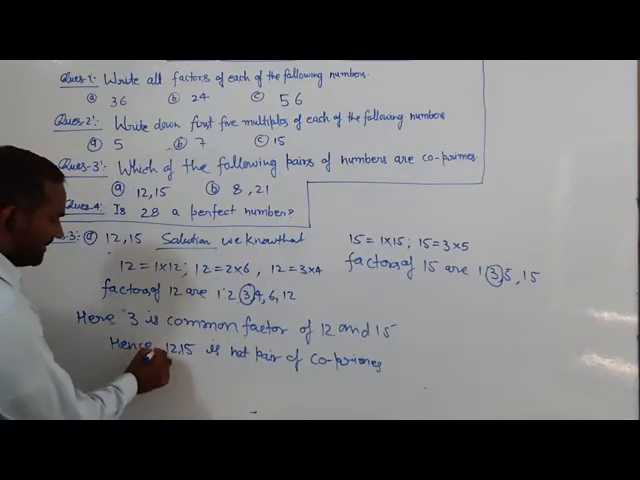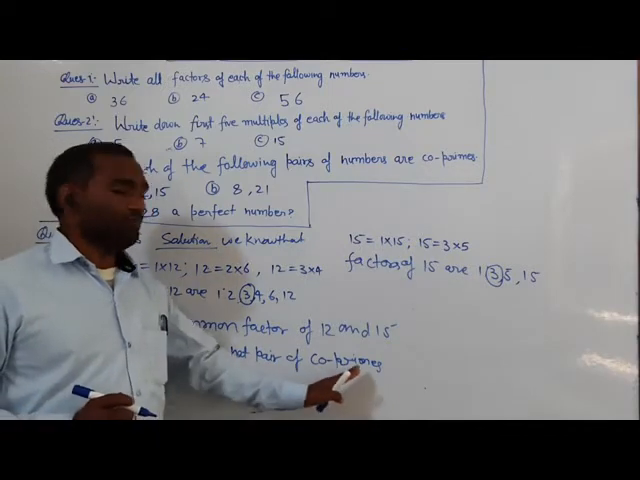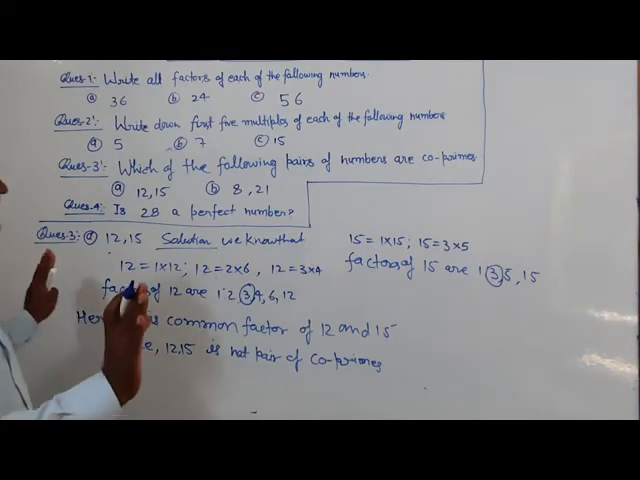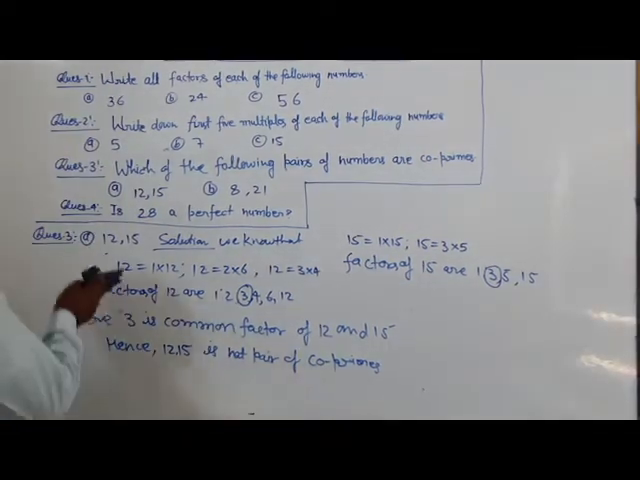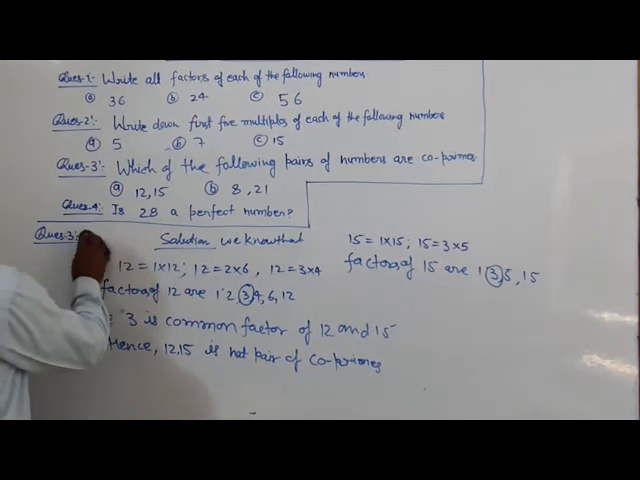Hence 12, 15 is not pair of co-prime. इसलिए co-prime नहीं है। Co-prime वही होता है जिसका कोई फैक्टर कॉमन नहीं होता। So let's see the question number third option.